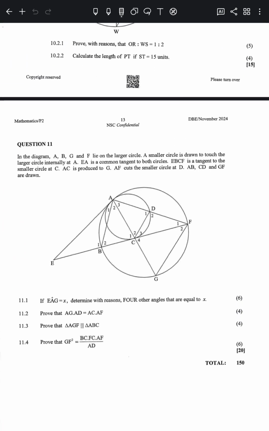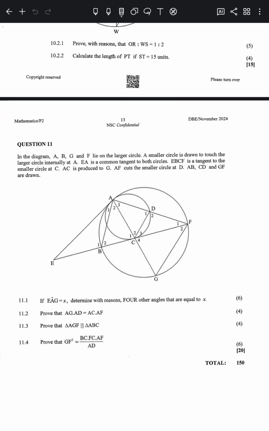Then we have the last question here, the last question, in the diagram below. Whenever you are dealing with something like this, we always advise you that you need to make sure you get the angles before you answer the questions. Like when they say that in the diagram, A, B, G, and F lie on the large circle, and then a smaller circle is drawn to touch the large circle internally at A. They say that EA is a tangent to both circles.